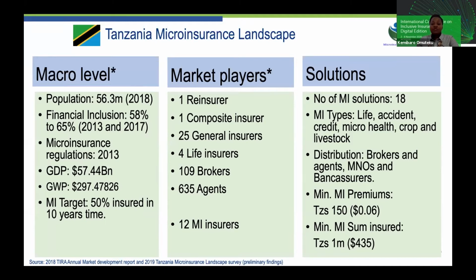In terms of premiums, it's quite interesting with the range of 18 solutions that we have in the market. The minimum premiums are way less than $1, about 0.06 of $1 at 150. And the minimum sums insured that we're looking at are $435.